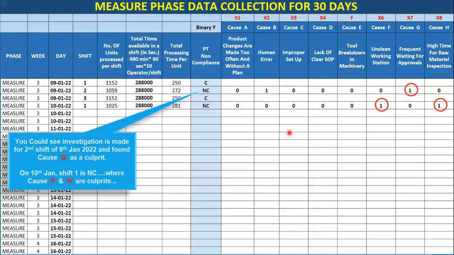Likewise, we'll continue collecting data for each and every shift. If it is an NC, we continue investigating which cause is leading to this NC for each and every shift across 30 long days. So we might have 90 data points: 3 shifts per day and 30 days. This is how we normally do the data collection. So let's go to the next slide.